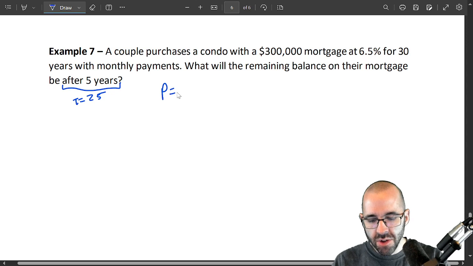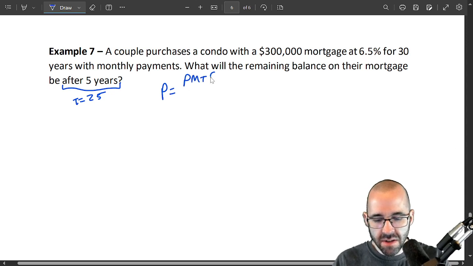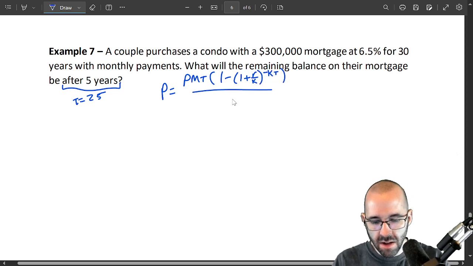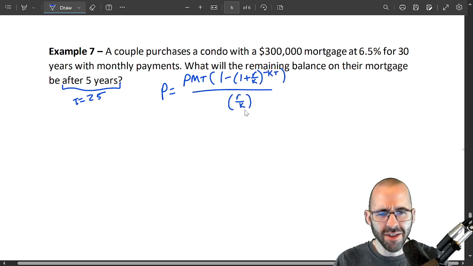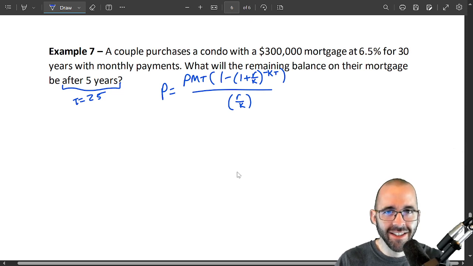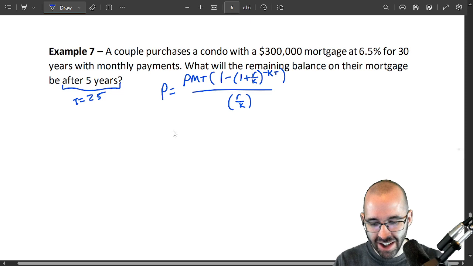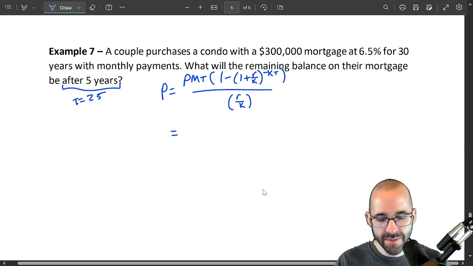So we know that the initial P, let's find the monthly payments first. I'm going to copy down this formula for the 50th time. I sound a little angry about that. No, none of you are forcing me to write this formula down, but it's a good habit. So first we need to find the monthly payments.